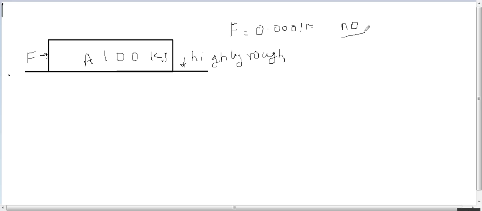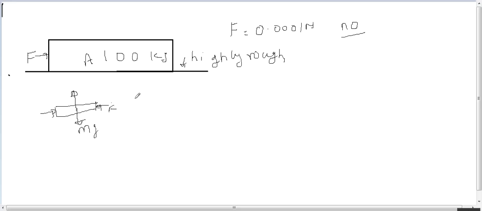But the question is, if I draw the free body diagram, let's draw it. This is the block, and this is mg, where m is 100 kg. This is the normal reaction, and here is the applied force, but the block is not going to move. So there must be a force opposing it. There must be a force which opposes this.